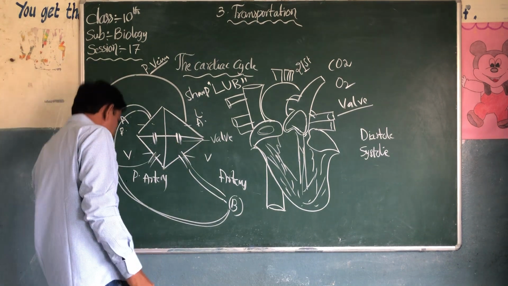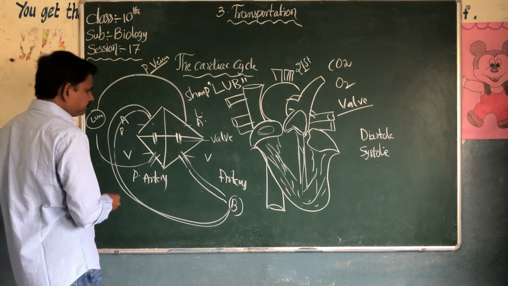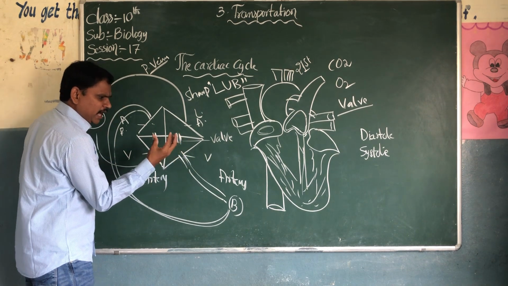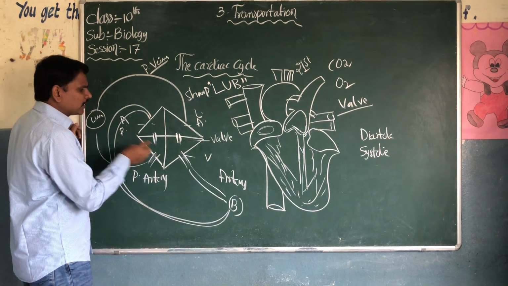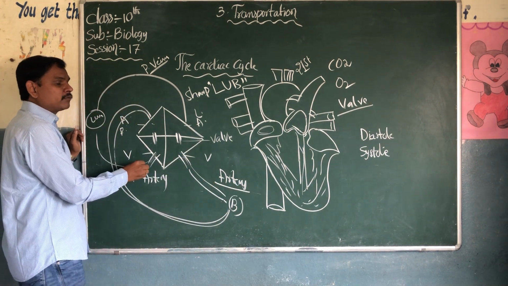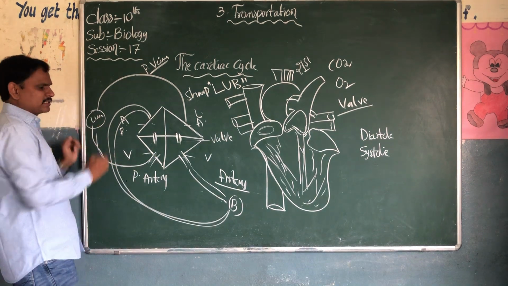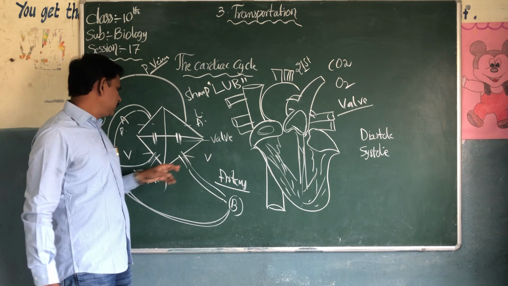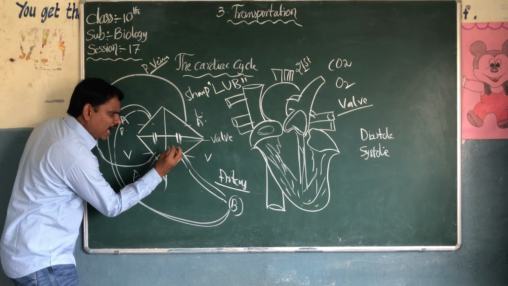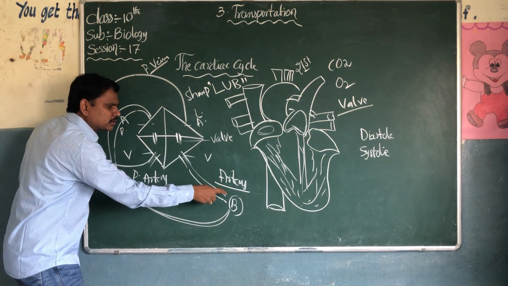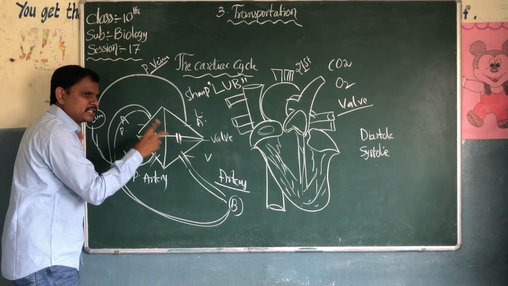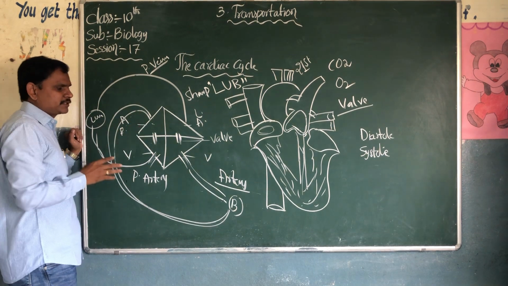Now listen carefully. What happens when the ventricle starts contracting? Actually, the blood has to go through the arteries to the body parts, and from the pulmonary artery to the lungs. So when the ventricles start to contract, the blood flows through the arteries to the body parts, and through the pulmonary arteries to the lungs. These two blood vessels carry the blood to the body parts and the lungs.